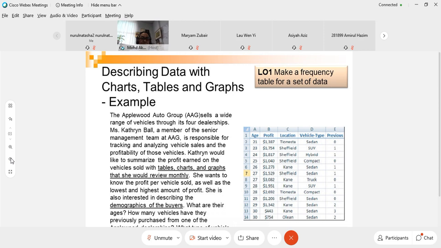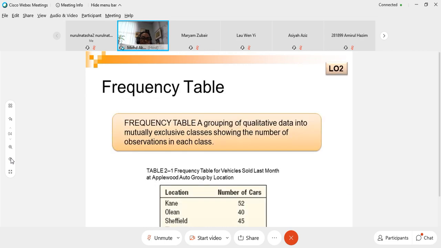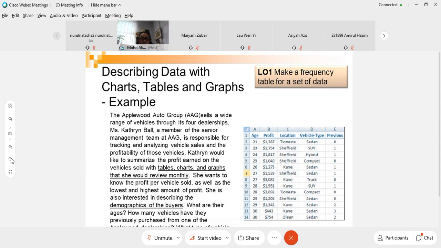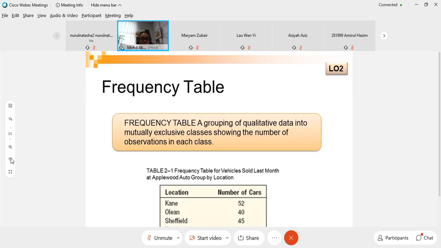Because this one is what they call raw data. With raw data, we are not able to say something without seeing a clear picture or clear graph. Okay. So first, they do a frequency table. We do the frequency table based on raw data. This one is raw data. They want to do the frequency table first.